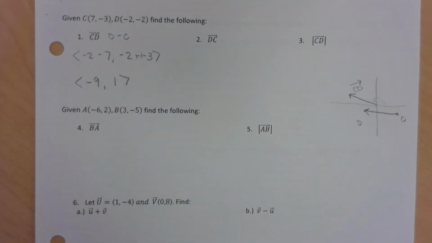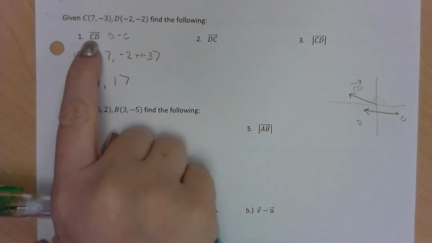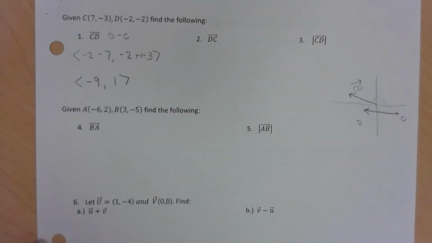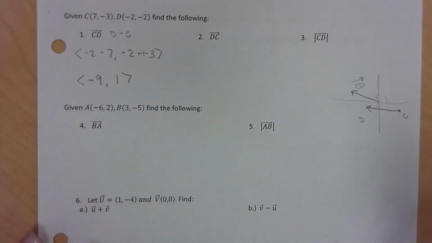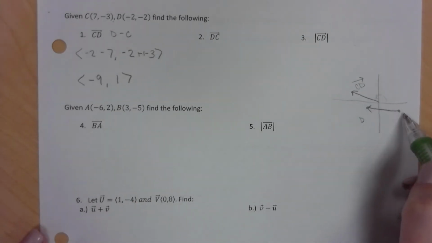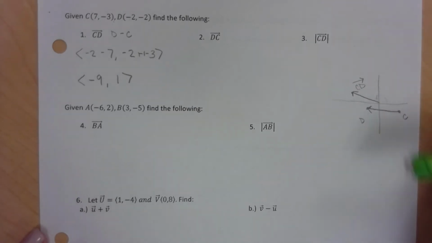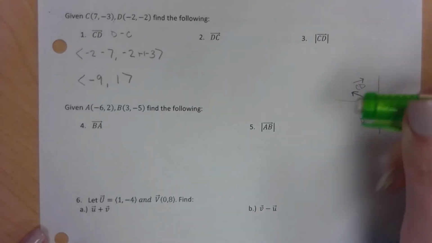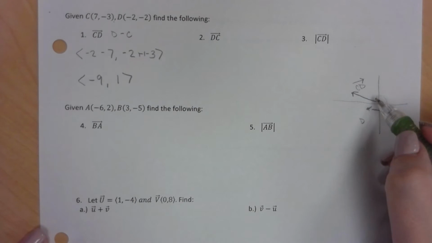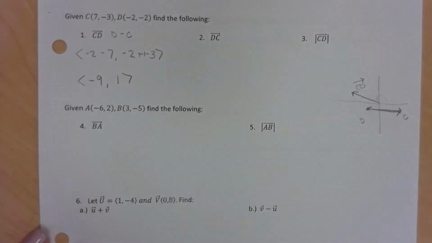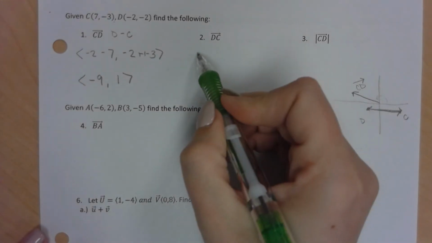Now keep in mind, I told you guys that CD and DC are different from each other, right? They're different because it would change the direction. Now it wouldn't change the magnitude, but it would definitely change the direction. Remember, magnitude means length. So if I instead connected D to C, so instead of this being the tail, I make C the tail and D the head, right? That's going to drastically change the direction. It doesn't change the length of it though.